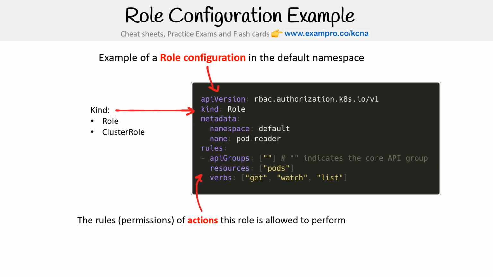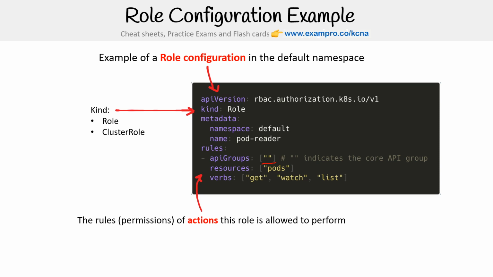Then you have your rules, or permissions of actions this role is allowed to perform. So we have API groups. And we do this in the kubectl extras where I list out the API resources, which is a command that you definitely will need to know for the exam that shows you all the possible groups. So if you just leave it blank there like that, then it's going to consider all core API groups.